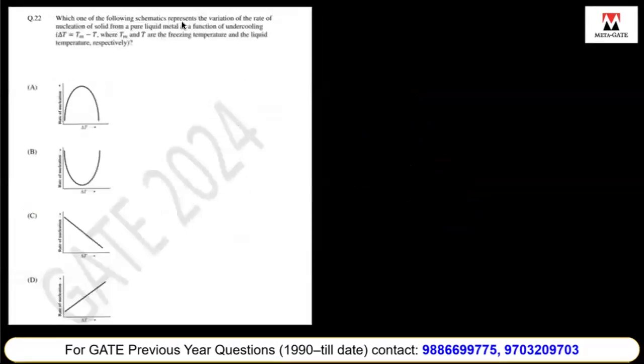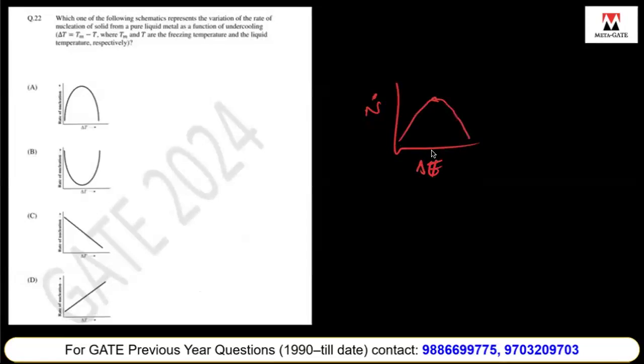The following schematic represents the variation of the rate of nucleation of solid from pure liquid metal as a function of undercooling and the freezing. So if you see the nucleation, the variation of the nucleation rate is typically a curve which increases abruptly, reaches a high point, and then decreases.